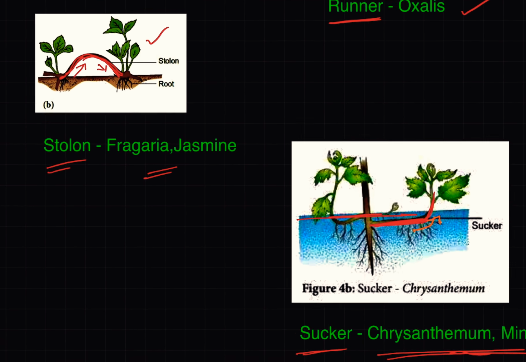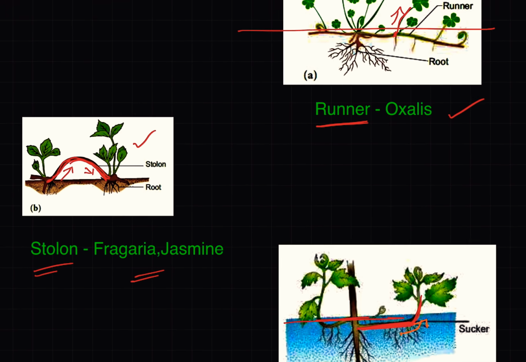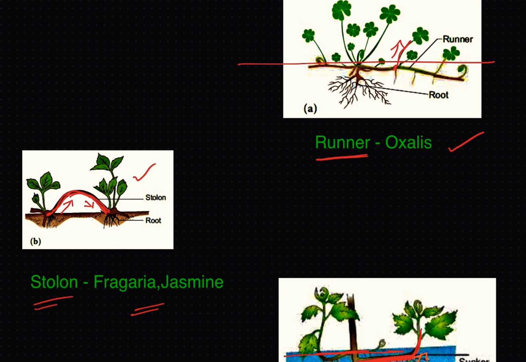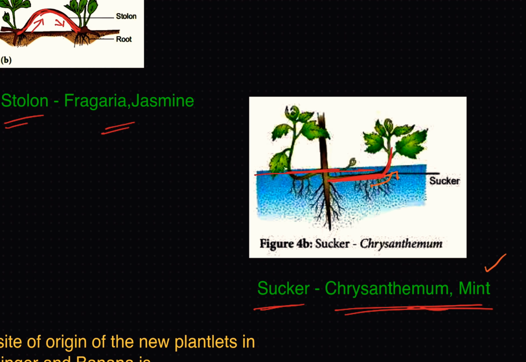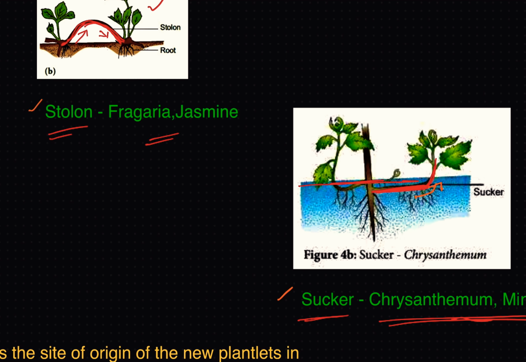So, my dear friends, in all these examples we were talking about whether it is a tuber of potato, rhizome of ginger, bulbil of agave or runner of oxalis, stolon of fragaria or jasmine, sucker of chrysanthemum or mint. All these are the special names given to the modified stems that are acting as vegetative propagules. Now, from this modified stem, you have a special point called the node. It is from this node a new plantlet will arise.